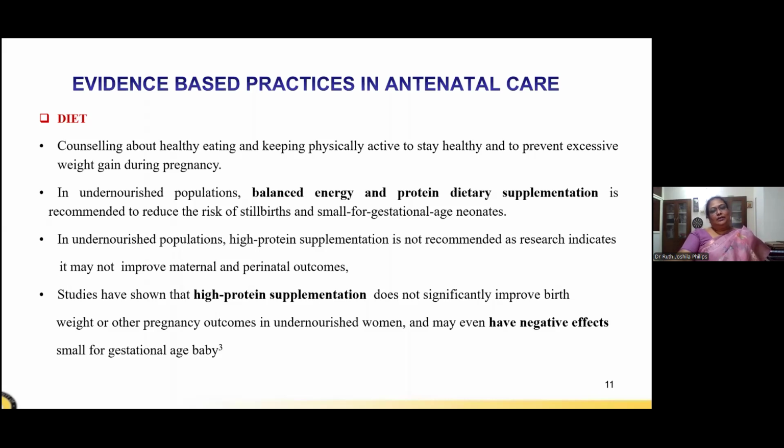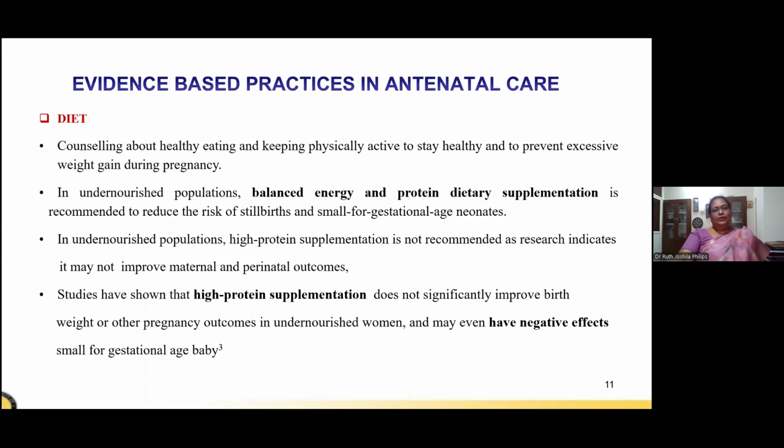In a country like ours, we come across a lot of undernourished pregnant women. Traditionally, when we see an undernourished pregnant woman, or any person who is undernourished, we right away prescribe a high protein diet. But the research is saying that high protein supplementation in pregnancy is really not going to help undernourished women. Rather than helping them, it is going to have negative effects.